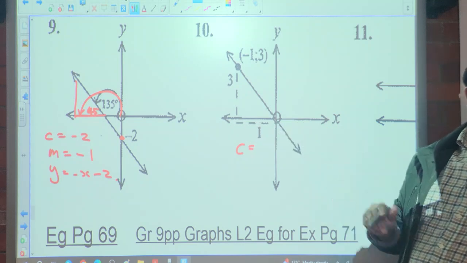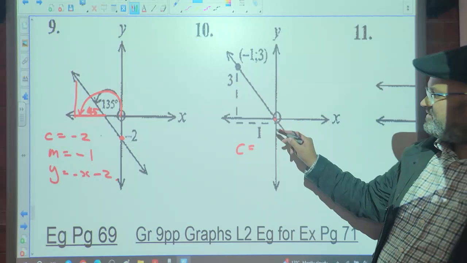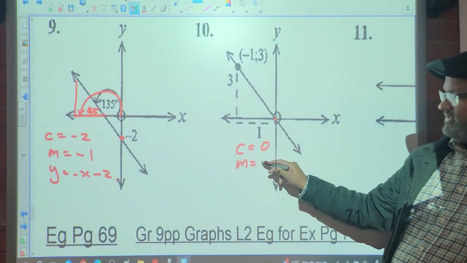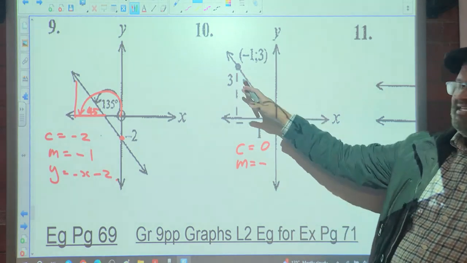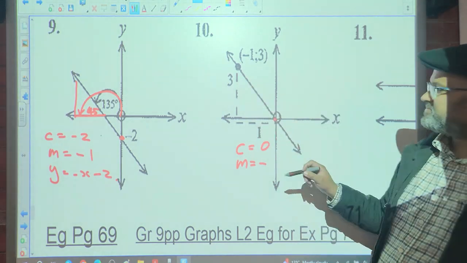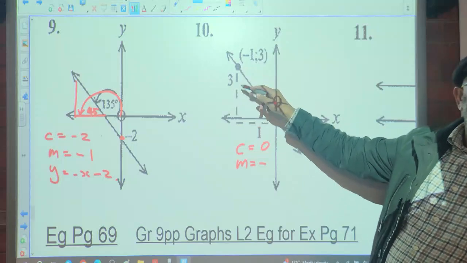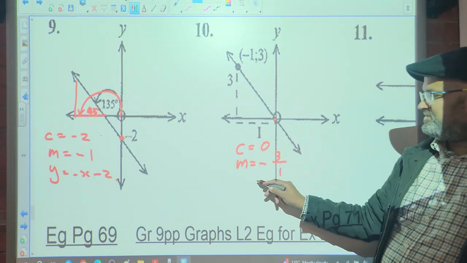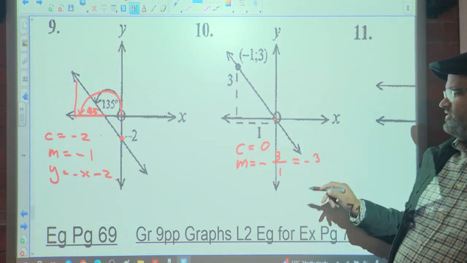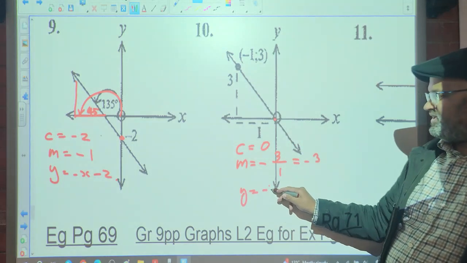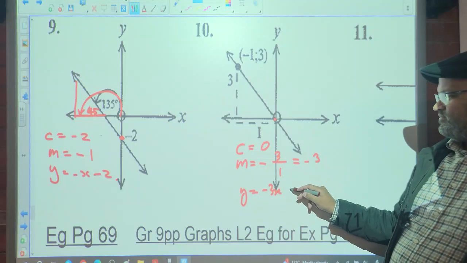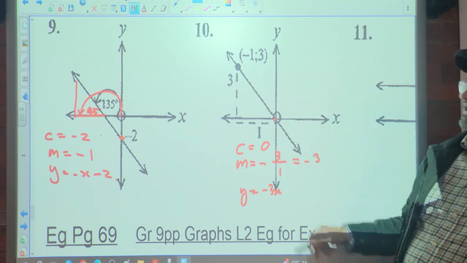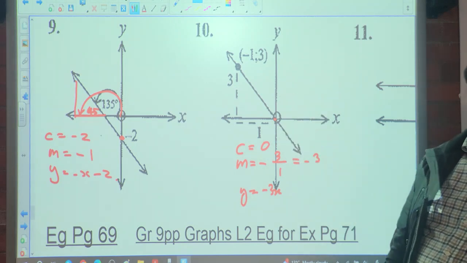Right. People, for the next one, what's your C value here? 0. What's your gradient, positive or negative? Negative. Why? Because it's decreasing, it's leaning to the left. What's your rise? 3. Your run? 1. You divide delta y by delta x, so that's going to give you an answer of negative 3. My equation is y is equal to negative 3x plus 0, which is negative 3x. Can you see it's going through there? That is why they didn't give you any other one. Understand?